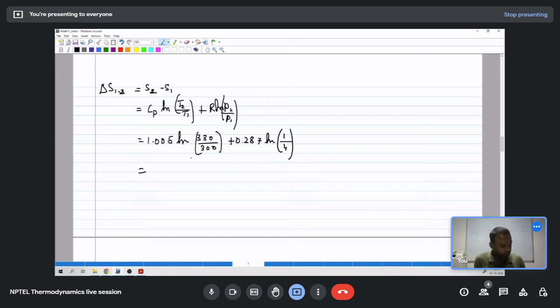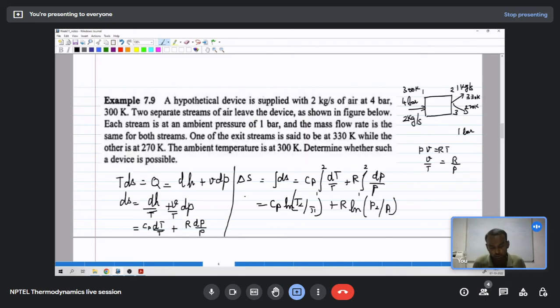So this is minus 0.302, sorry, kilojoule per kg Kelvin. Sorry, I think I should have a negative sign here.